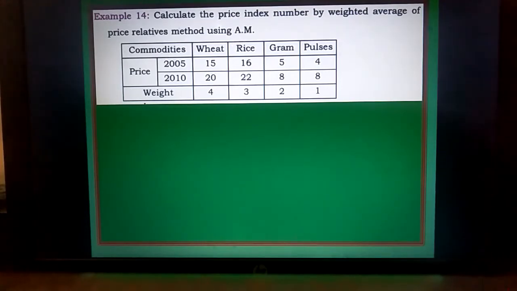Previously we had solved unweighted or simple index numbers based on price relatives using arithmetic mean. Here it is being calculated using the weighted average of price relatives method.